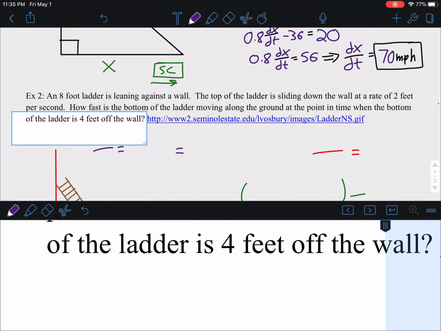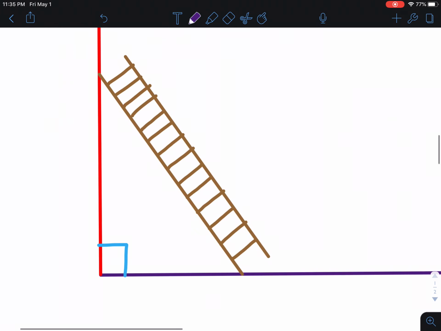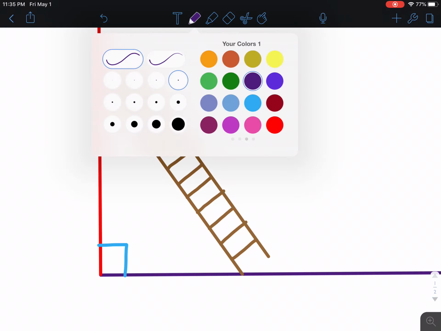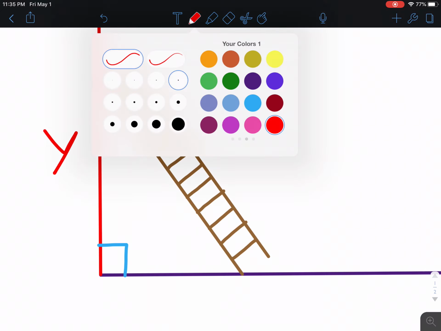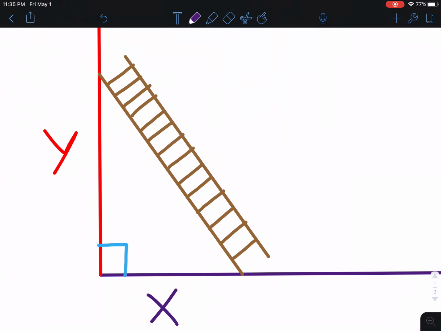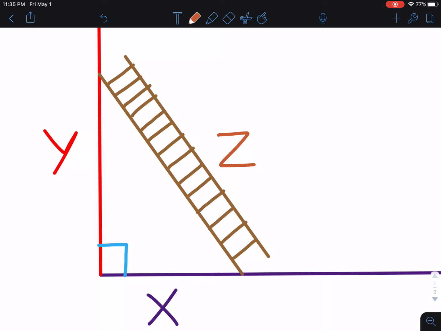Okay, so I have a picture drawn here, right? We have our ladder set up here. I'm going to put a couple of variables into this picture, right? This is going to be y, this is going to be x at the bottom, and now here is my ladder, which I will call z, okay? But before we do anything, I want you to think about something really important, okay? Which of my variables is not going to change, okay? Keep it simple.